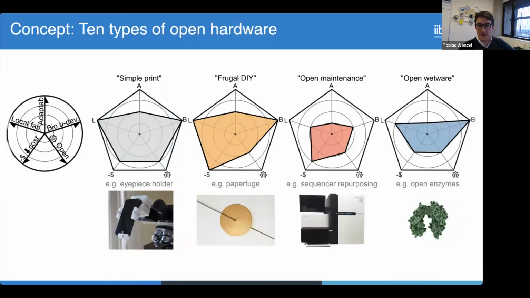Okay, now we've already gone through those categories that are a little bit more specific. So they're very simple, or this open maintenance one, which is a specific case where you need an expensive hardware to sit around.